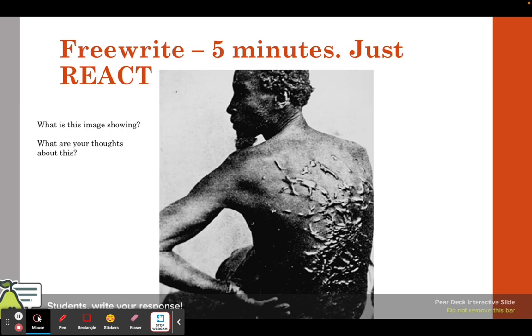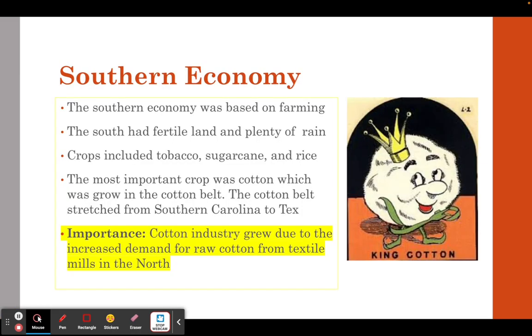And that's kind of what we see in this image here, a slave that had been whipped potentially because of his attempts at running away, potentially because of his lack of work ethic. It could be any and all of the above.